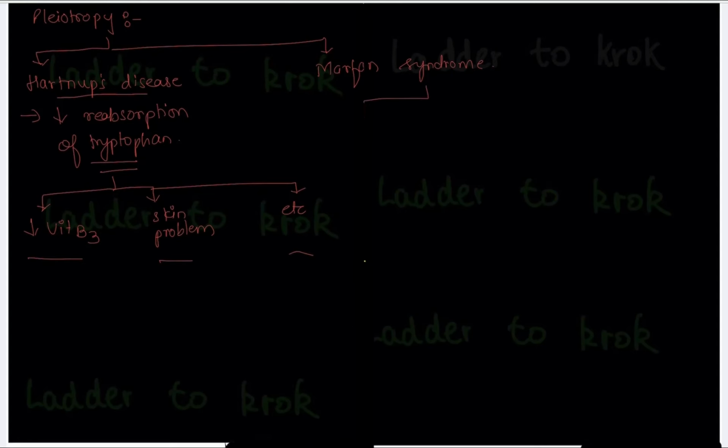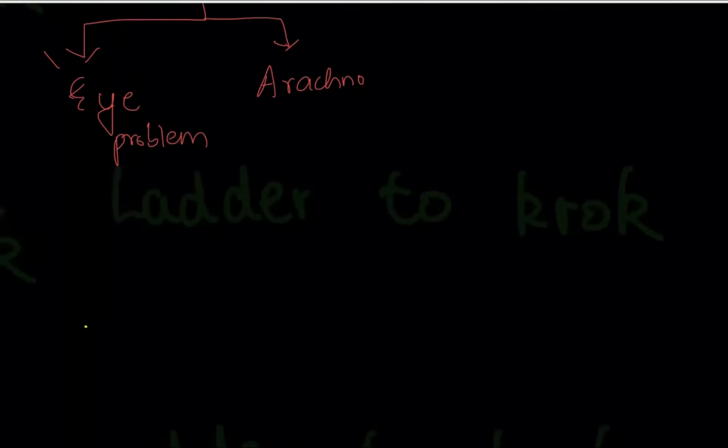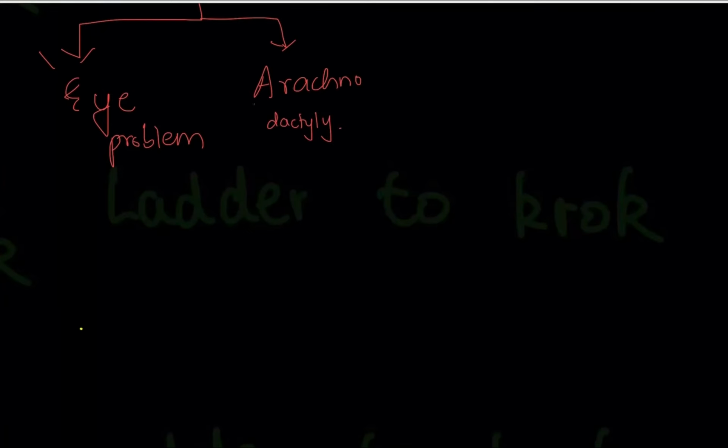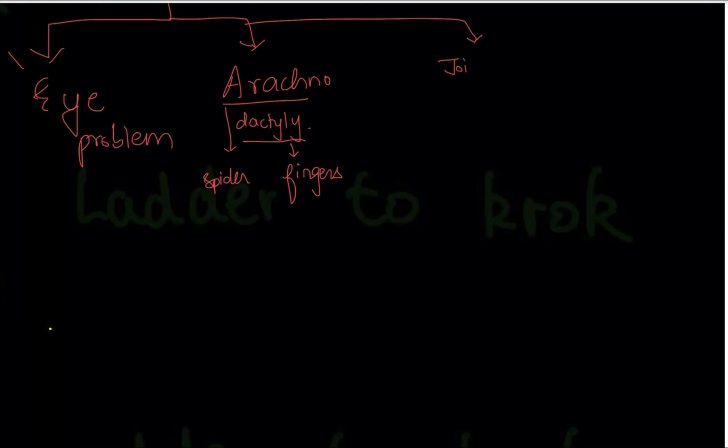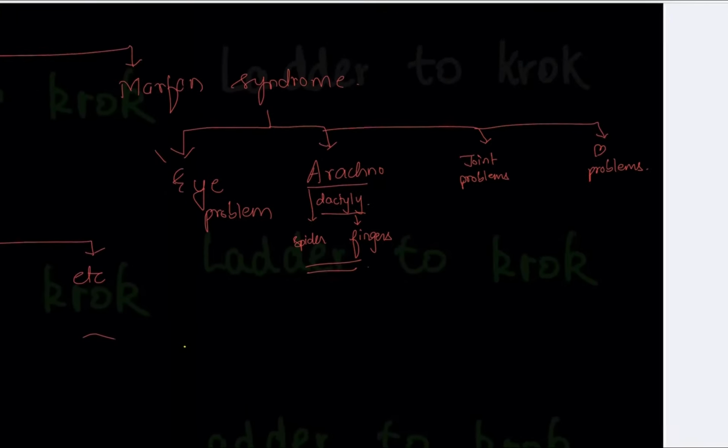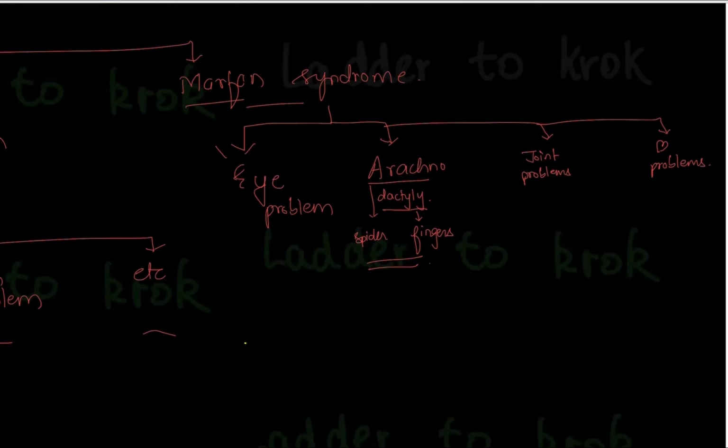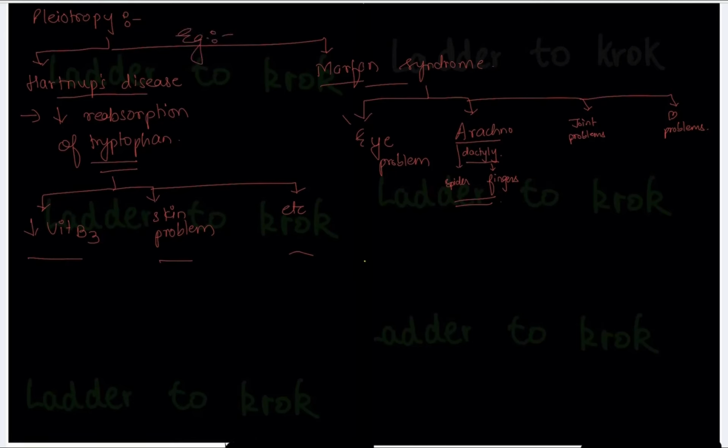In Marfan syndrome, you will have a lot of problems. So write down: eye problem. The second is arachnodactyly. Arachno means spider, dactyly means fingers. Then you have joint problems and heart problems. So remember this arachnodactyly mainly. It is very important in Marfan syndrome. If in a question they have given arachnodactyly, then it is a feature of Marfan syndrome. And Marfan syndrome is an example of pleiotropy. What is pleiotropy? It is one gene and many effects.